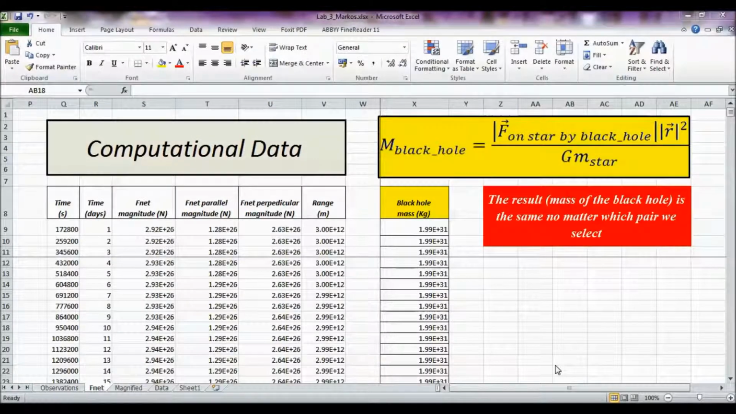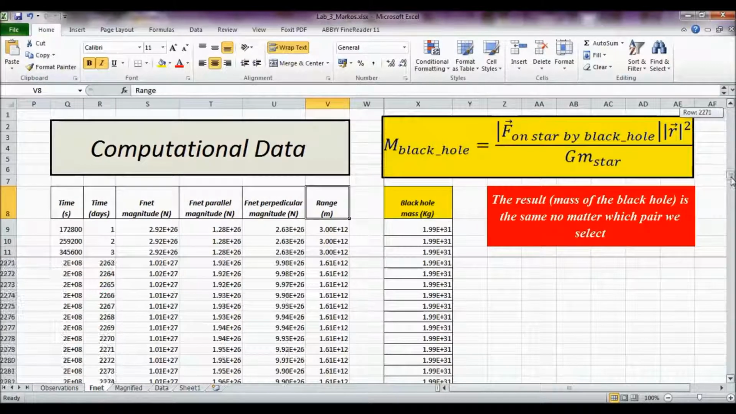The output of the computational model is as shown. Selecting any pair of the net force acting on the star and the corresponding distance between the star and the black hole, we find the mass of the black hole. The result is the same no matter which pair we select.